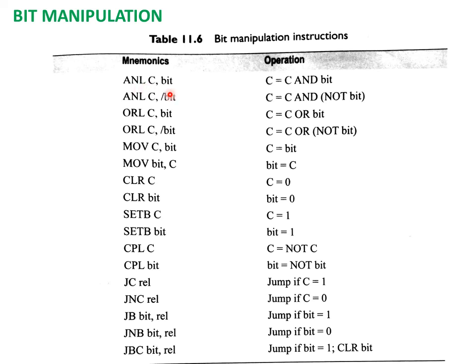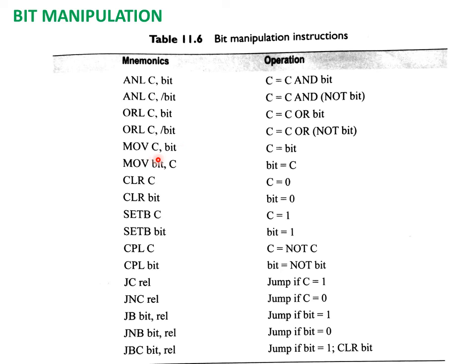ANL C comma bit indicates an AND operation. ANL is nothing but AND operation performed between the C register and the bit you specified in the instruction. Same AND operation with C and a NOT bit: if the bit is present, or not present, there is an instruction in the 8051 that executes the AND operation. Now OR operation with the bit, and OR operation with the NOT bit.